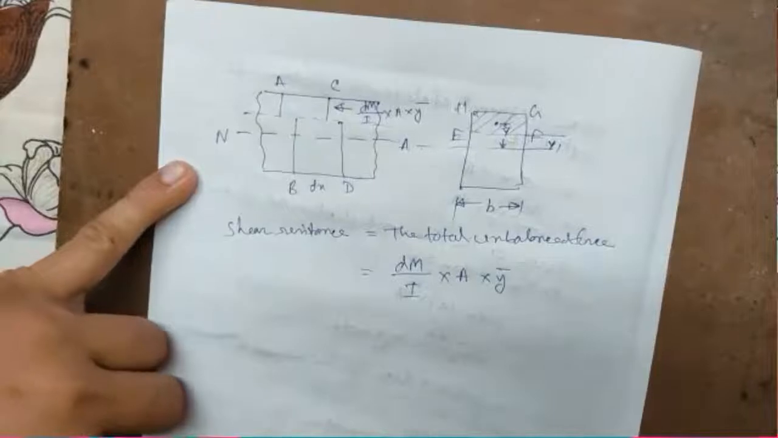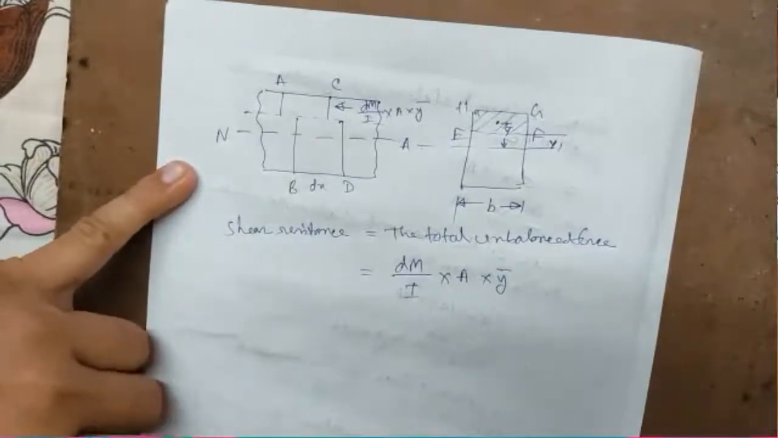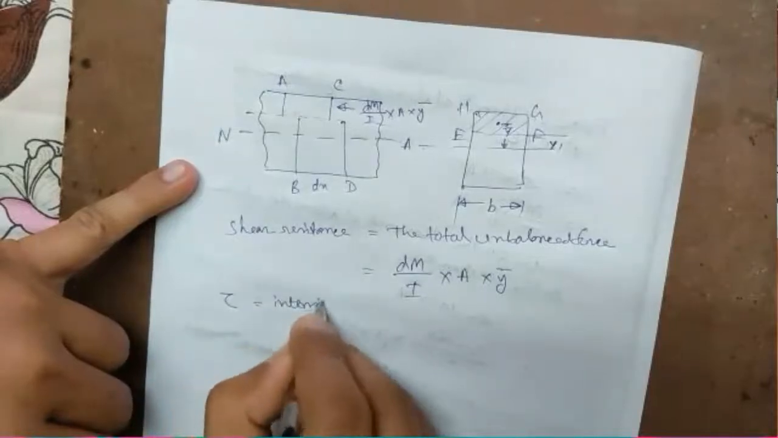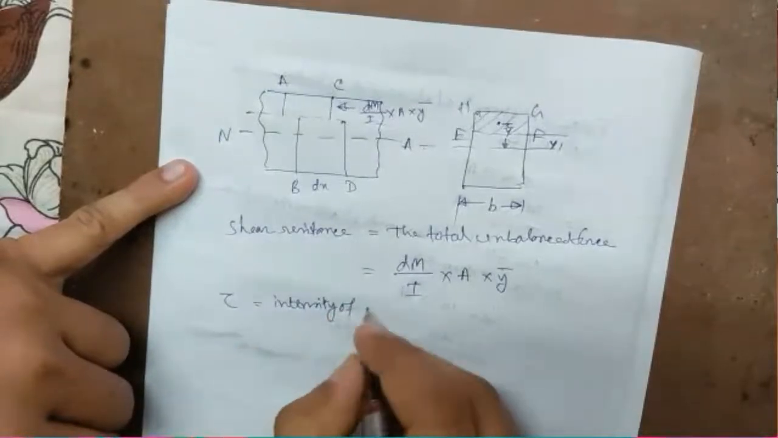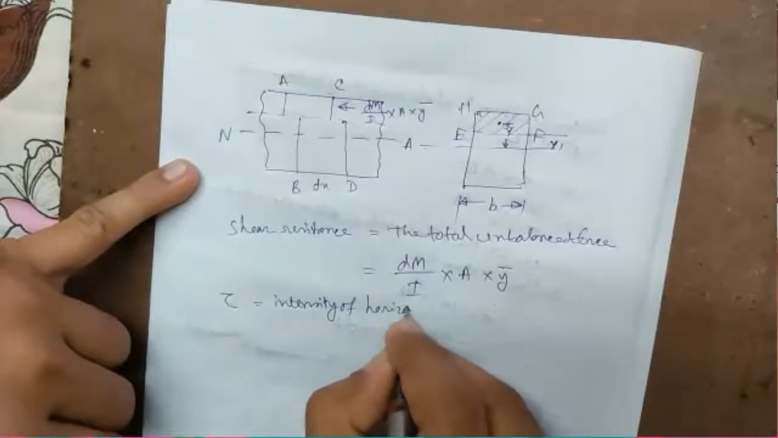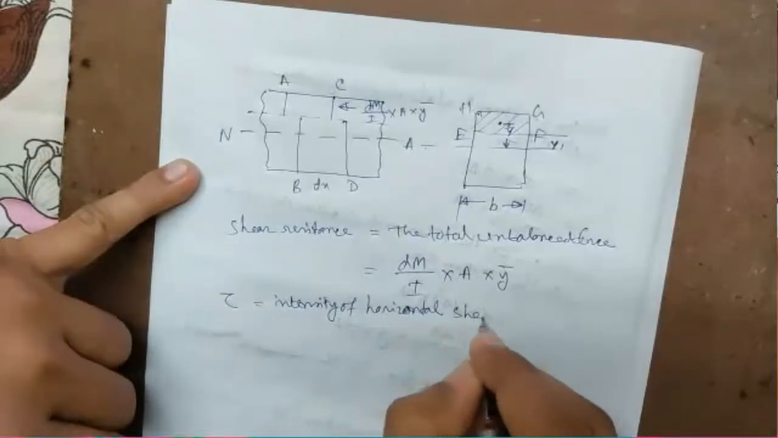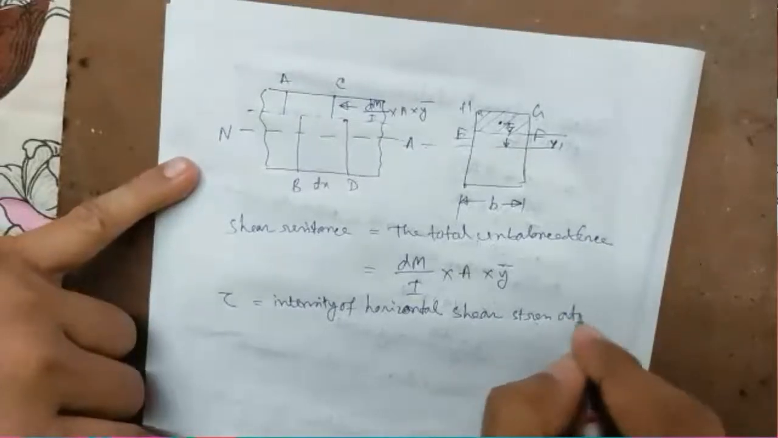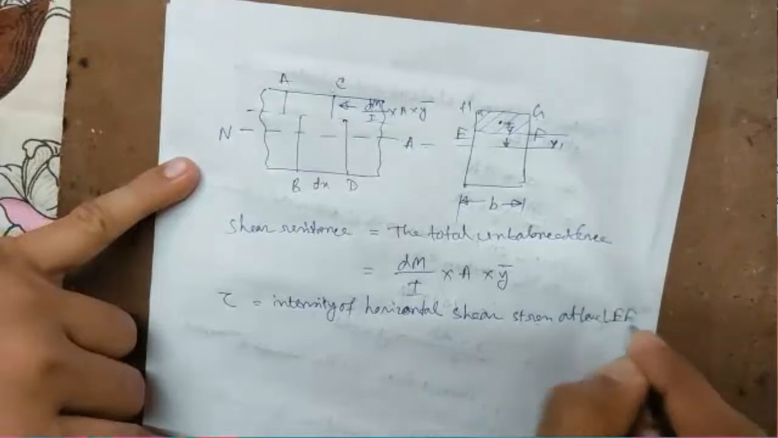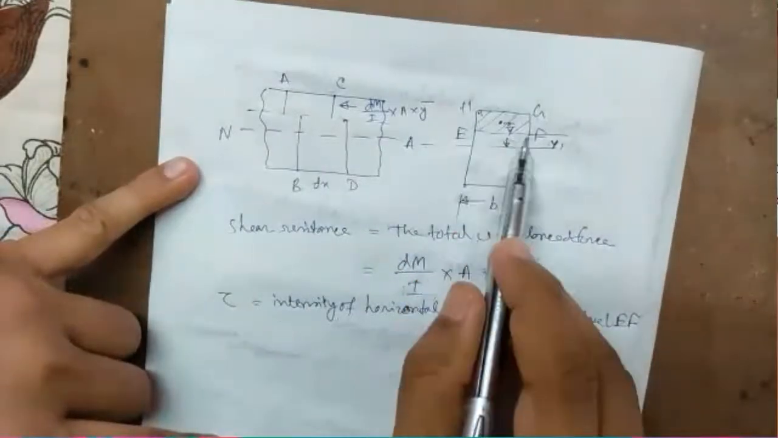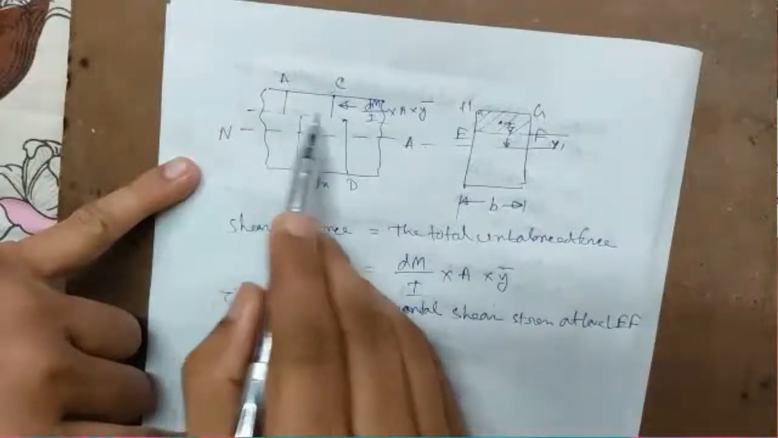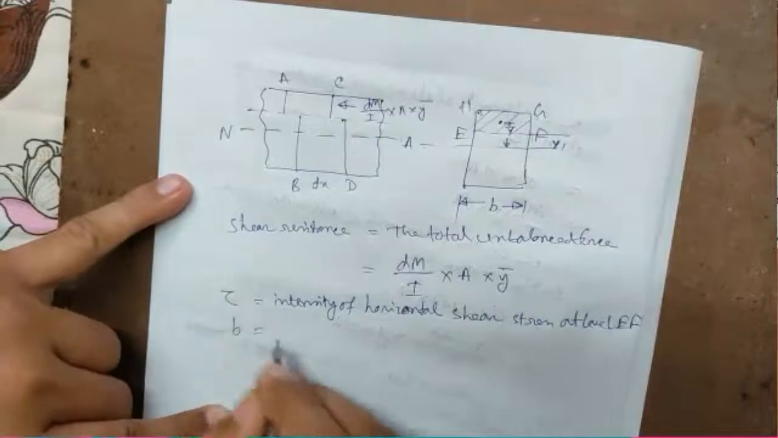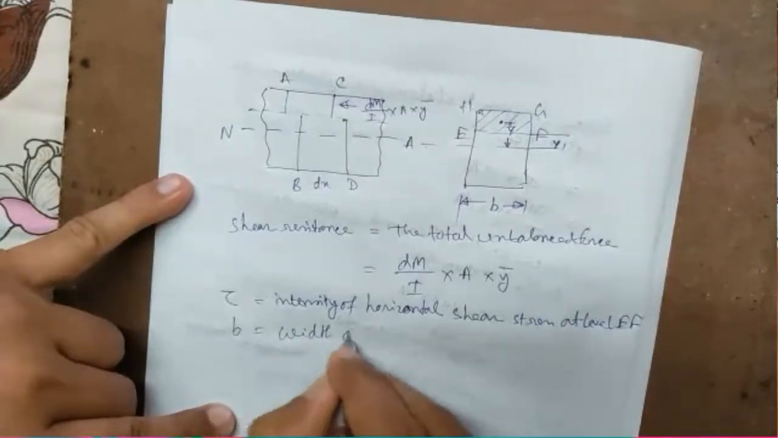Now let tau be the intensity of horizontal shear stress at level EF. Okay, so from this EF, this will try to slide this way. So tau is the intensity of shear stress. Let b be the width of the beam.